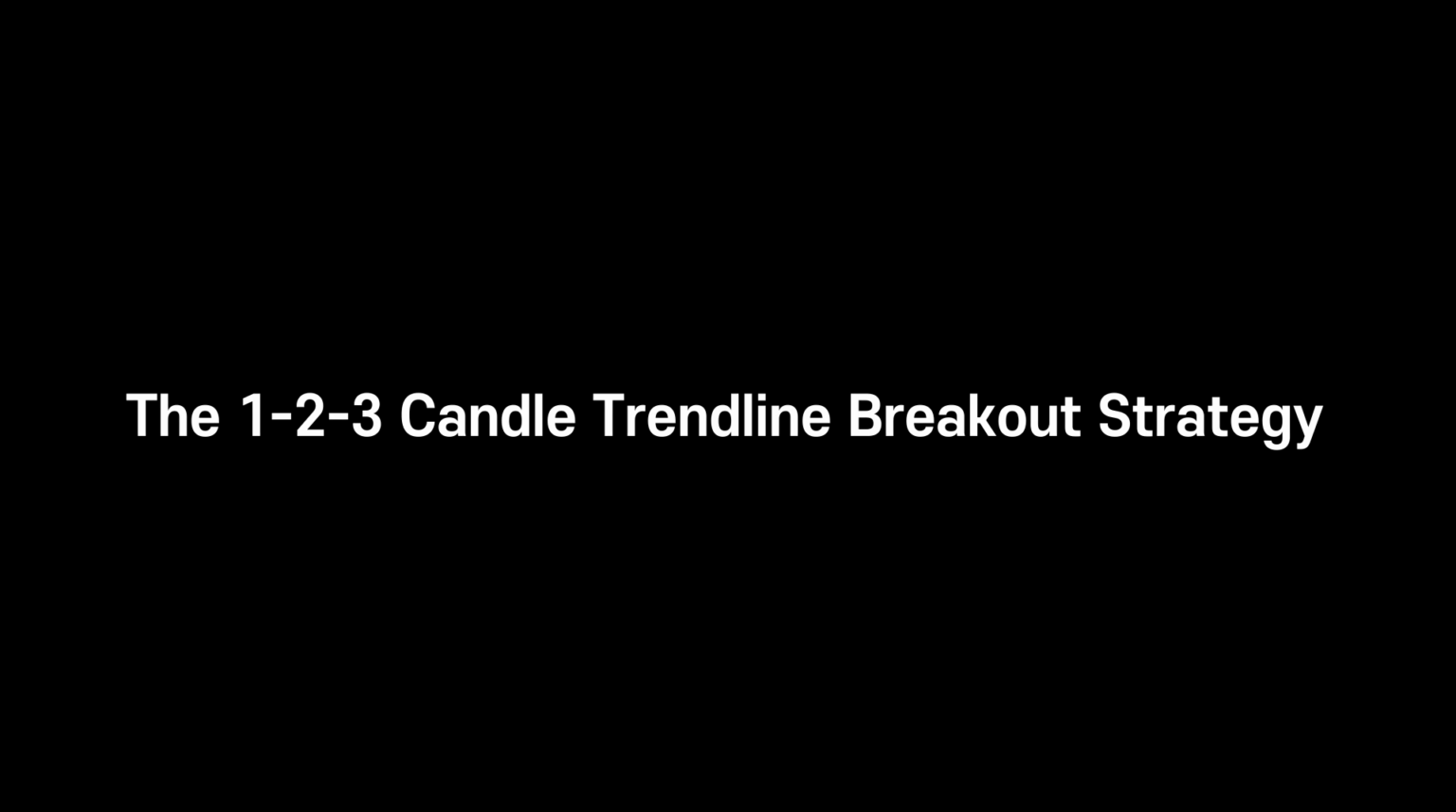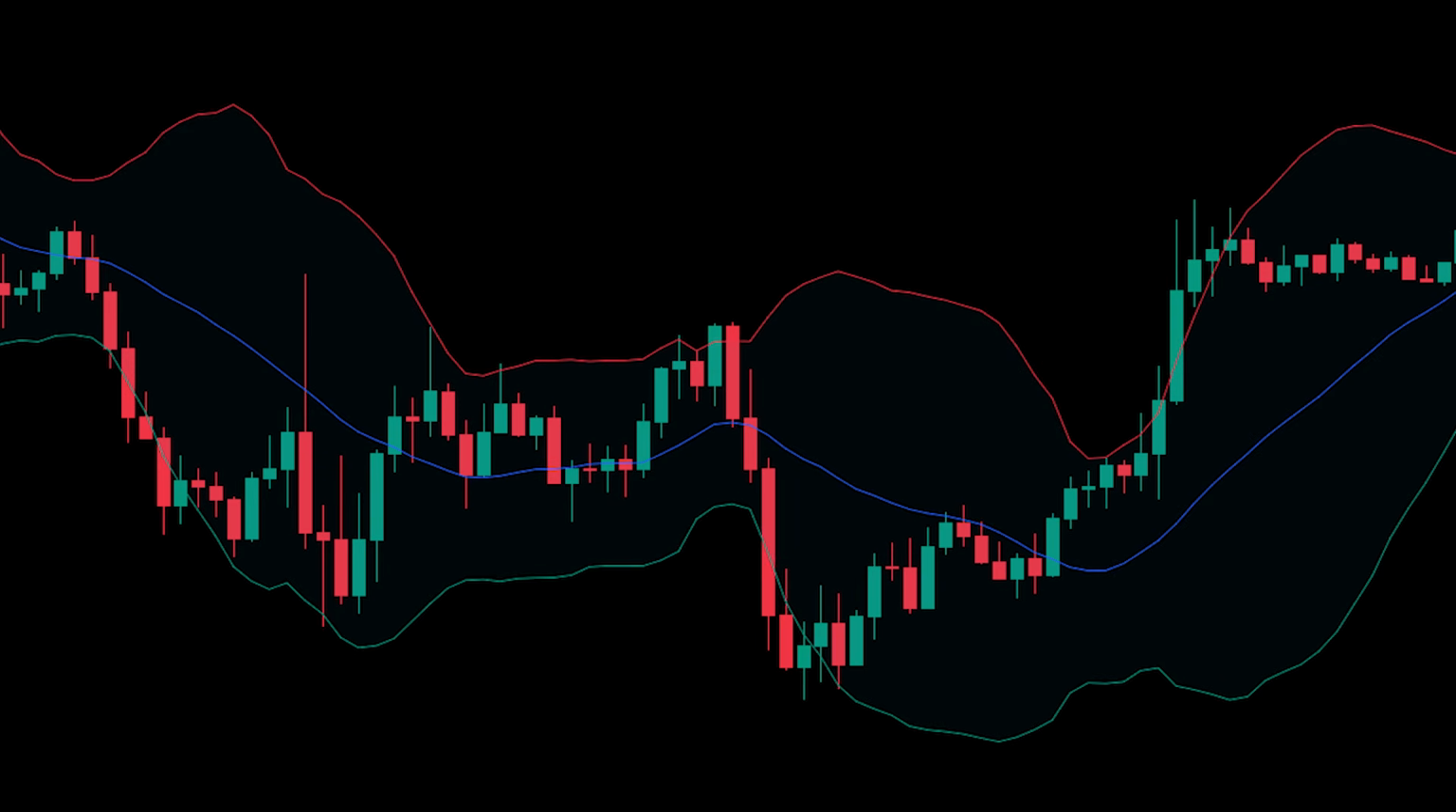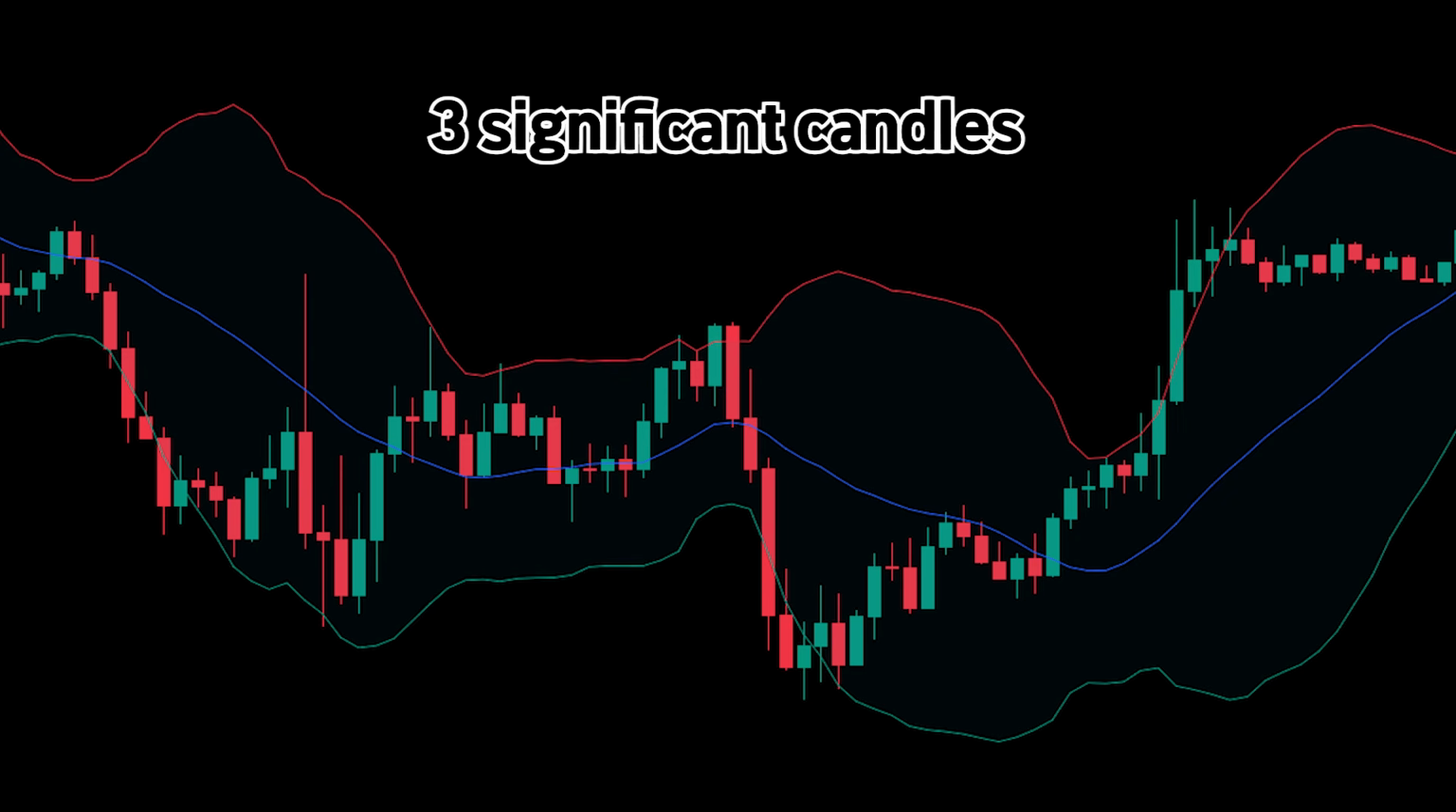Strategy 2. The 1-2-3 Candle Trendline Breakout Strategy. This is the second strategy. It's a bit more refined. Start by identifying 3 specific candles. Candle 1 is the candle that touches the upper Bollinger Band.